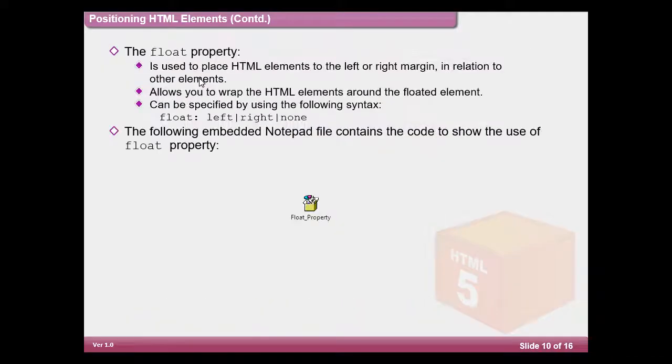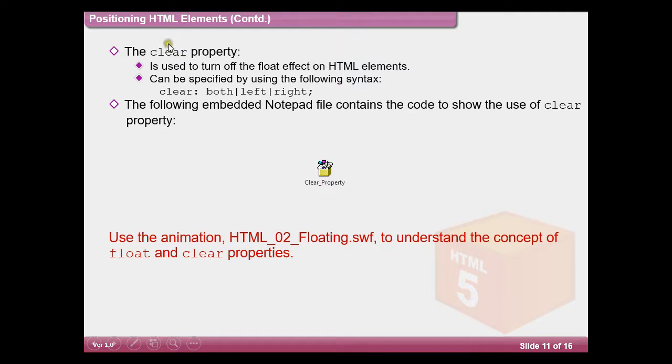So it took lots and lots of time. Now the float property, right? Already you know that we can float towards right, we can float towards left. We can use the clear property to clear both. You want to clear from the left side or you want to clear from the right side. So clear can be used to clear the formatting if there is formatting that's already been applied and you want to clear that formatting.